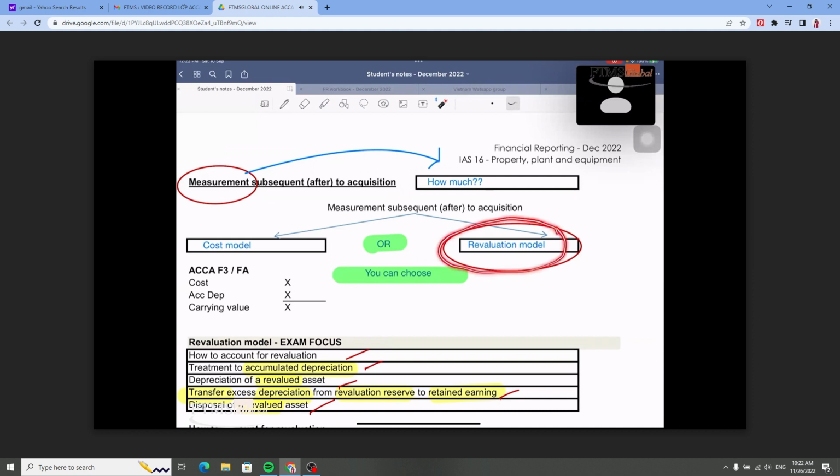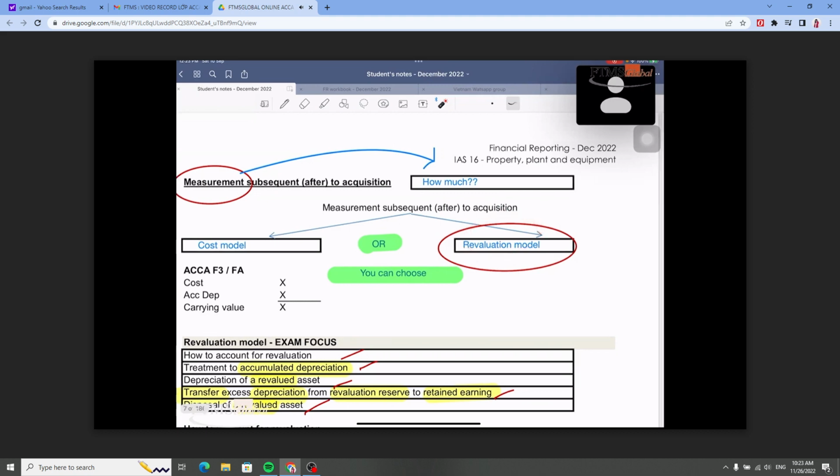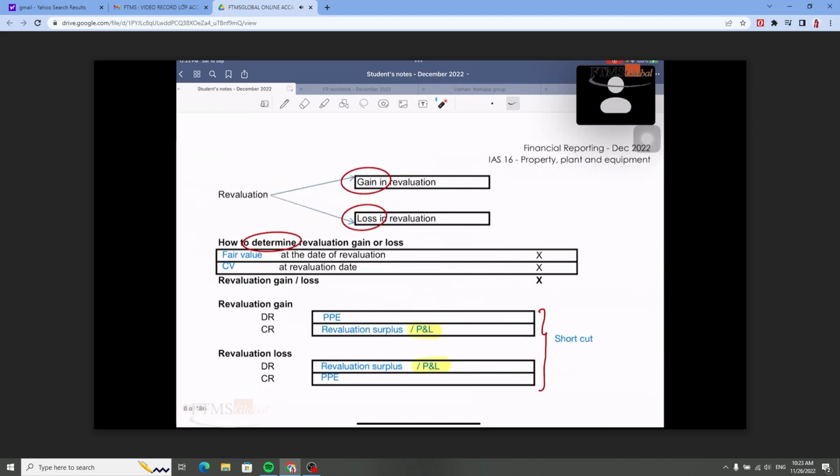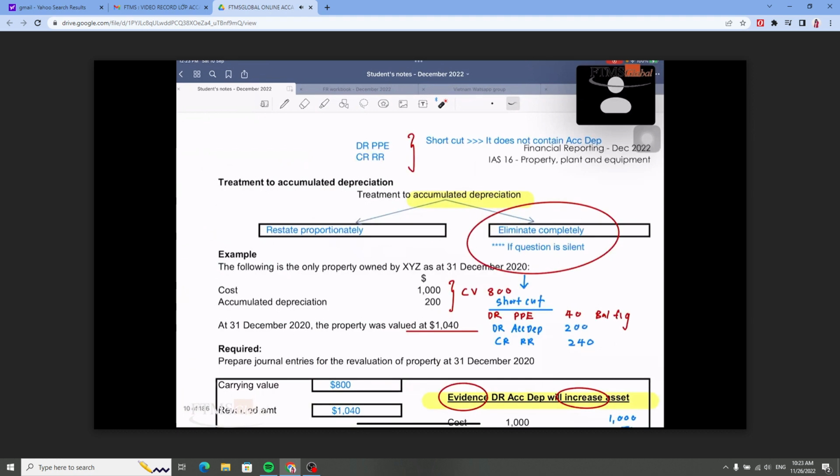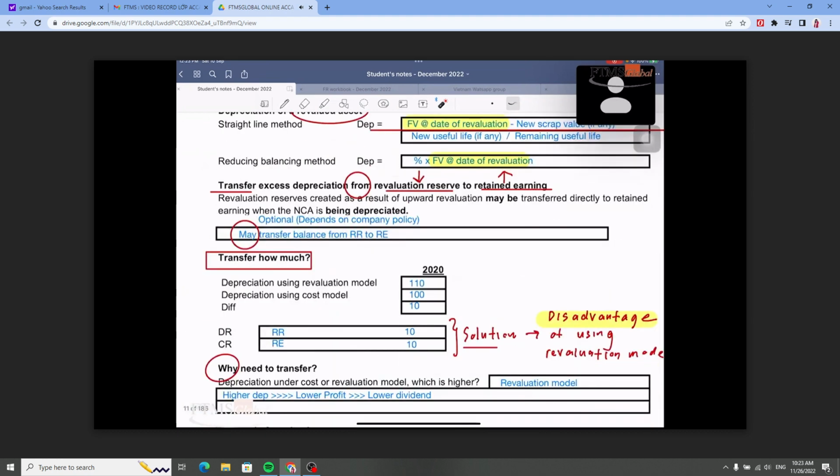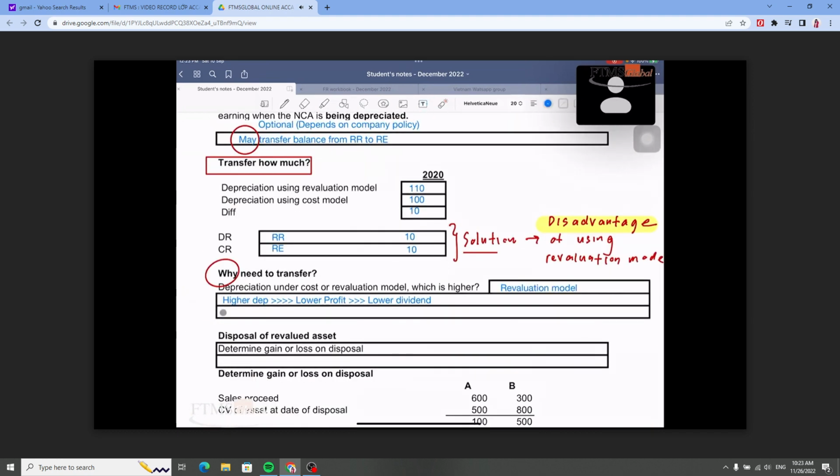So understand this situation. If I choose the revaluation model, it will result in higher depreciation, resulting in lower profit, and eventually result in lower dividend. Then what for I choose this? So therefore, I need to have a solution, right? So the solution is to pass this double entry. So now we talk about the solution. The problem is I have a lower dividend, right?